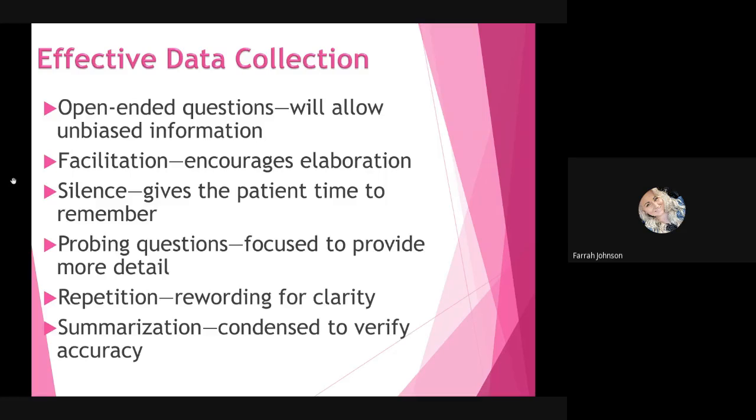Also, probing questions, focus to provide more details. So, once again, if the patient said, I have a lump, trying to further specify is it fixed or mobile would be a probing question to ask the patient. Repetition, so rewording for clarity. This is when you would recite exactly what they told you so that they understand you understood their concern and it's documented correctly. And then lastly, a summarization, which is condensed to verify the accuracy of the entire history and exam.